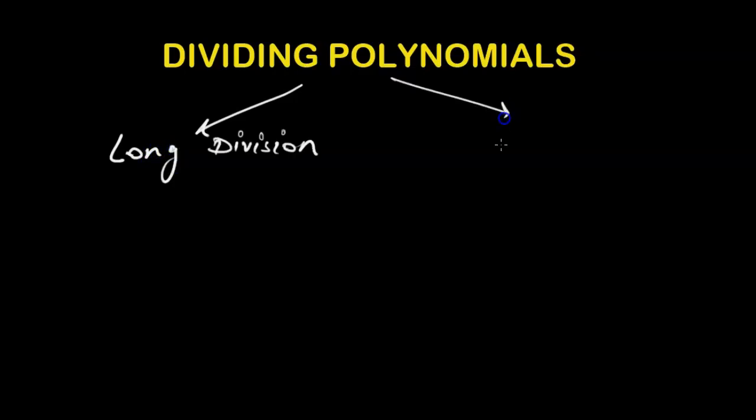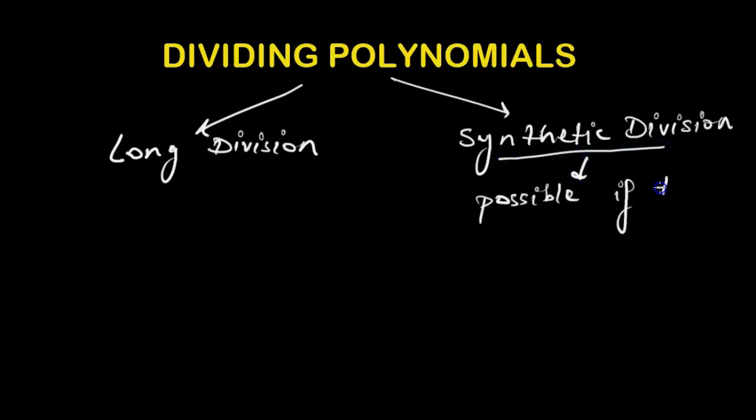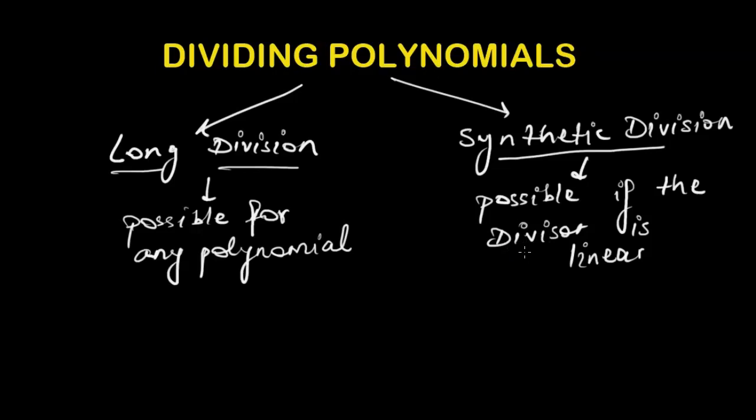When it comes to dividing polynomials, there are two ways we can use. One is long division and the second is synthetic division. Long division is possible when the polynomials are of any type, whereas synthetic division is only possible if the divisor is linear. Now let's first understand what is meant by divisor and go over the different terms that will be used when dividing polynomials.